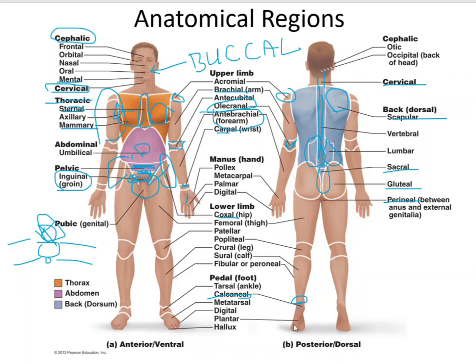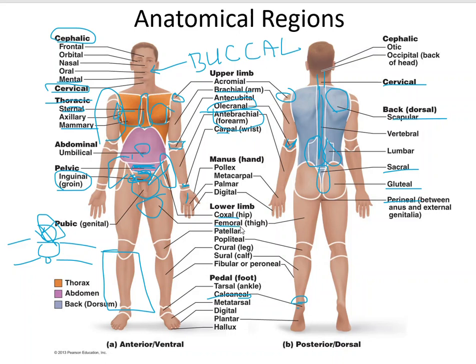The crural, C-R-U-R-A-L, is everything right there. It's basically the lower leg. And just as we said that this was the arm and this is the forearm, this is the leg and this is the thigh, or this is the crural and this is the femoral region. We'll get to the femoral right now. So the thigh is just called the femoral region.